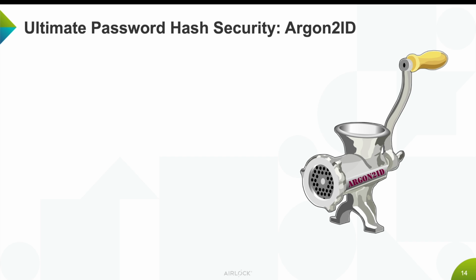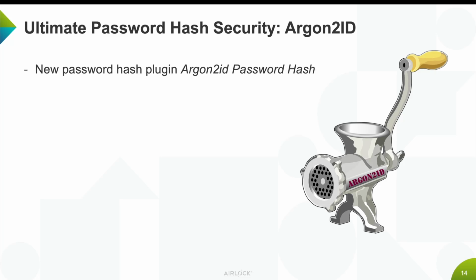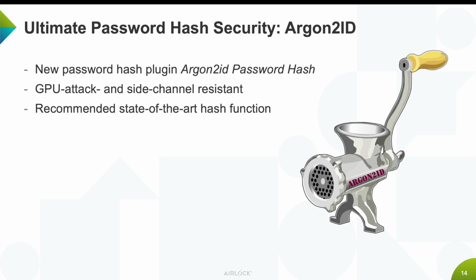IAM now supports a new password hash plugin to provide maximum password hash security. It is called the Argon2id password hash plugin. It is resistant against both GPU attacks and side channel attacks. It is the recommended state-of-the-art hash function for password hashing. The hash function can be parameterized to meet different requirements. The default parameters are those recommended by OWASP, the well-known Open Web Application Security Project.